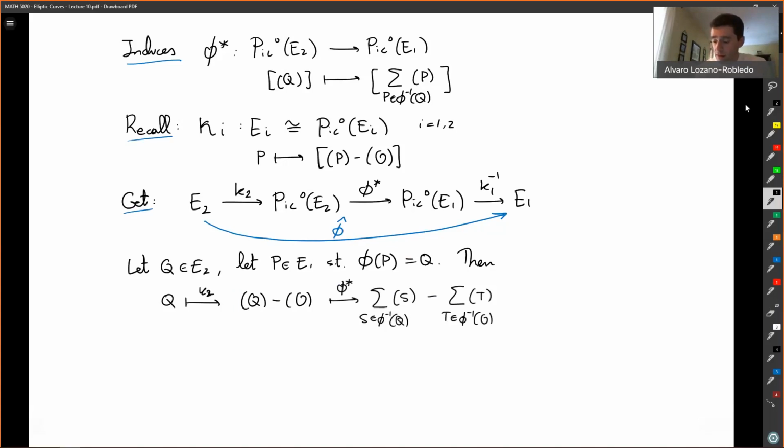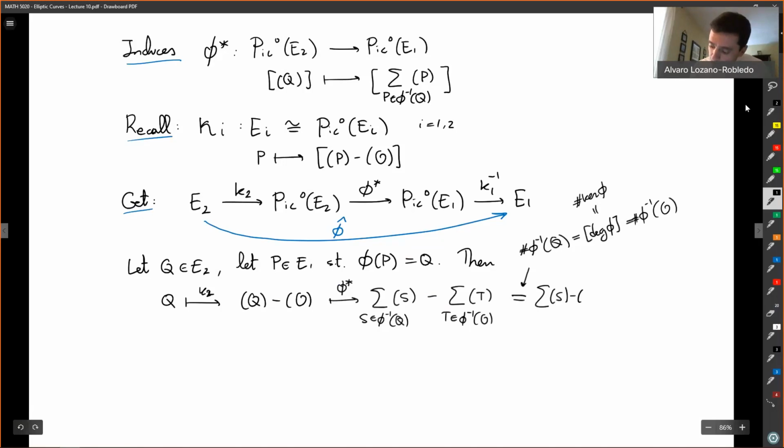This is the same as, I can add and subtract the fact that the number of elements in phi inverse of Q, because we proved that for an isogeny, this is always the degree of phi. So this is the degree of phi, which is also the size of the kernel. But that is also the number of preimages of O, right? So we have the same number of preimages of O as we have preimages of Q. So I can write this as the sum of S minus O minus the sum of T minus O, for S in preimages of Q and T's that are preimages of O.